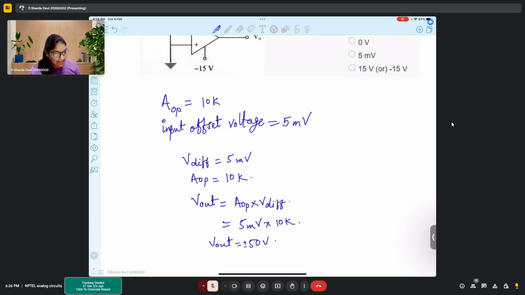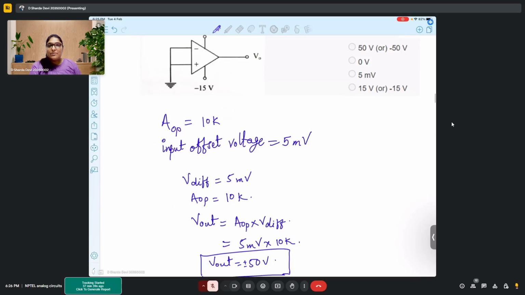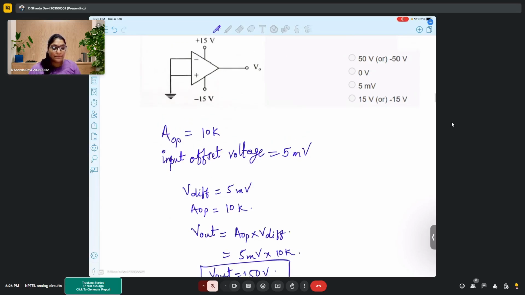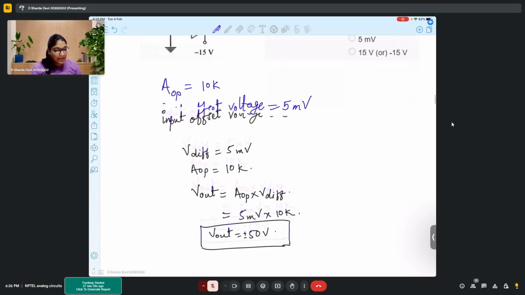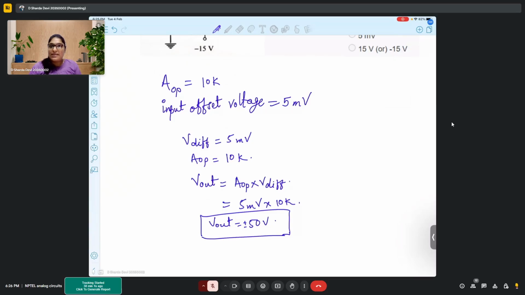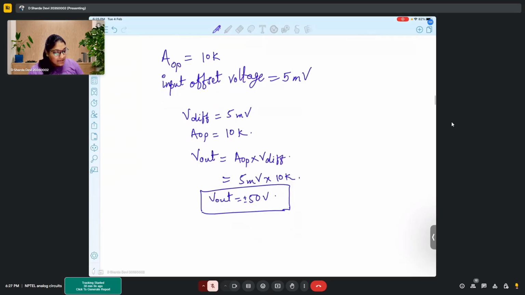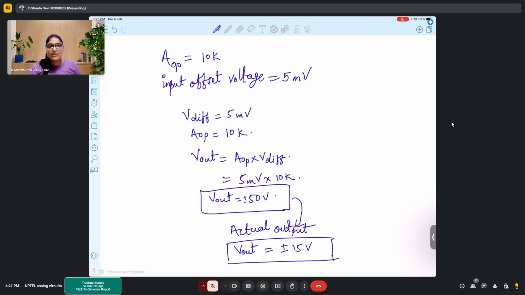Plus or minus, because the sign is not mentioned. So this is the V out that we get. So the question arises, what is the maximum output that your op-amp can give? In this particular op-amp, what is the maximum output that you will observe? Plus 15 to minus 15 volts, right? But through calculation you are getting your output to be plus and minus 50. But you know that the op-amp's output cannot go beyond plus minus 15 volts. So your actual output would be plus minus 15 volts.